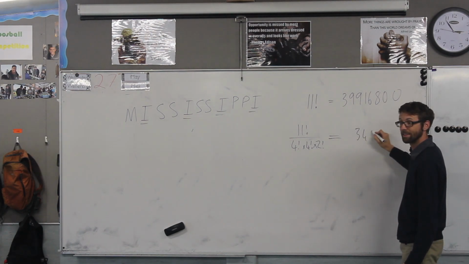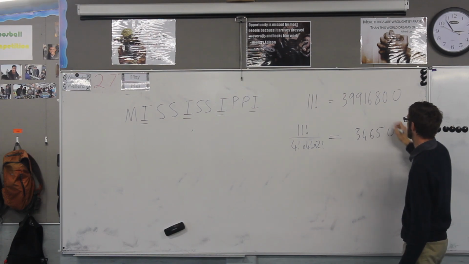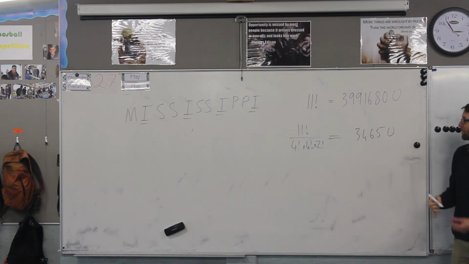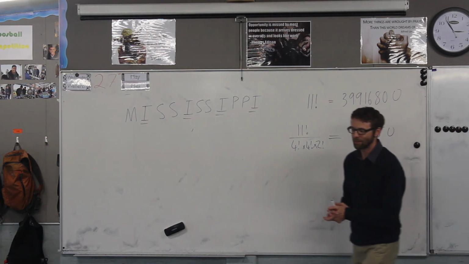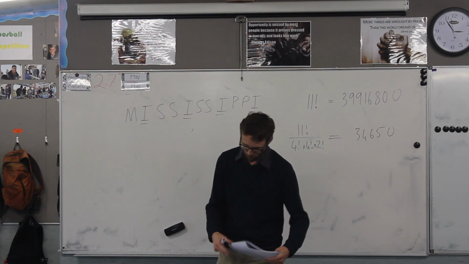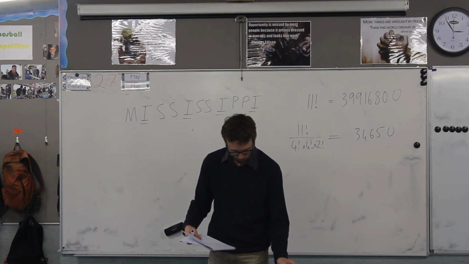34,650. Well, that's a substantial reduction, isn't it? Because of all of the double ups. It's still quite a lot, really, isn't it? Okay, so that's the general kind of principle of what we're doing in 6.4.